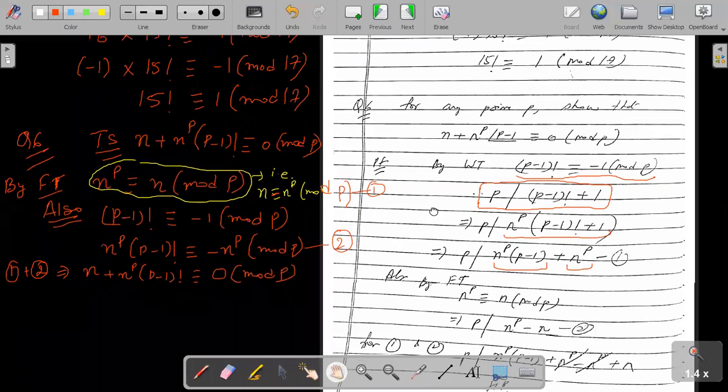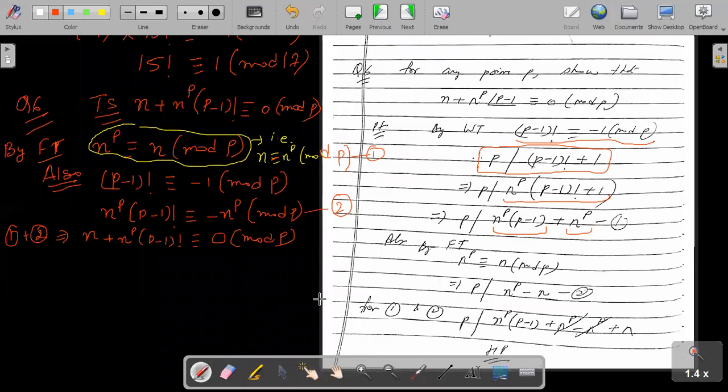अब फर्मेट्स थ्योरम से क्या होता है? n raised to power p is congruent to n mod p. So means p divides n to the power p minus n. So what I did, right? If you subtract this from this, what do you get? n to the power p, n to the power p cancels. So p divides n to the power p into p minus 1 factorial plus n. So this is congruent to 0 mod p. Beta, is it clear? Yes, ma'am. Okay, so here we have used the division concept, there I have tried to do it using the congruences concept. Everything is totally the same.